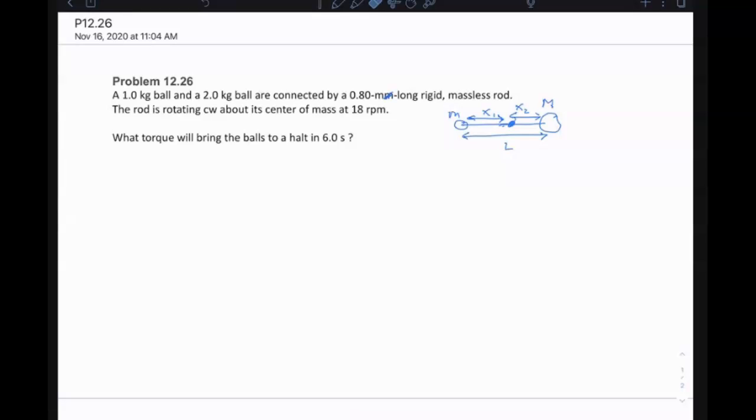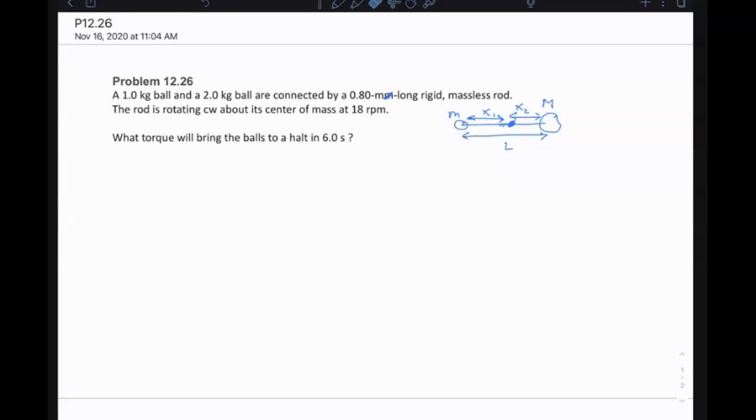I'd like to go over this problem 12.26 because it's a difficult problem and it involves several of the concepts that I think are important for you to understand in chapter 12.